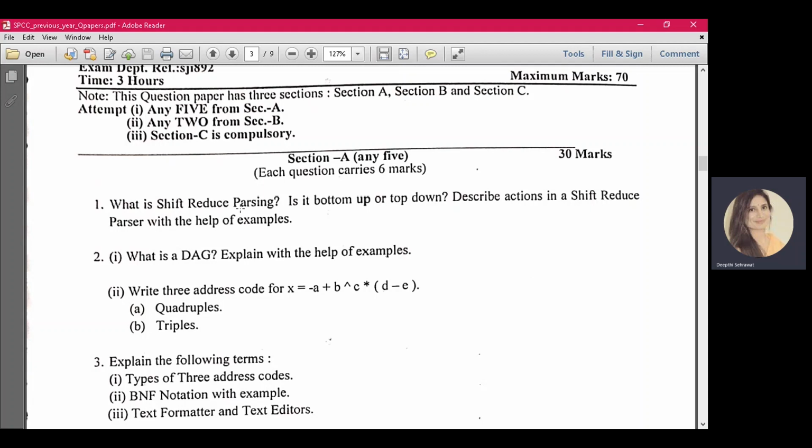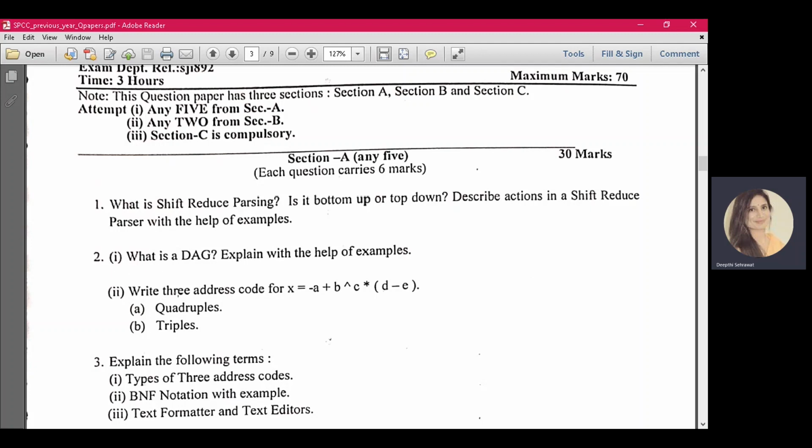Then you have to tell whether it is bottom up or top down, that we have already discussed that it is bottom up parsing, and then you need to explain the 4 operations that are held in shift reduce parser, right? That is shift. First operation, second operation is reduce, third is success, and fourth is error, right? So explain it very nicely with the help of the example.